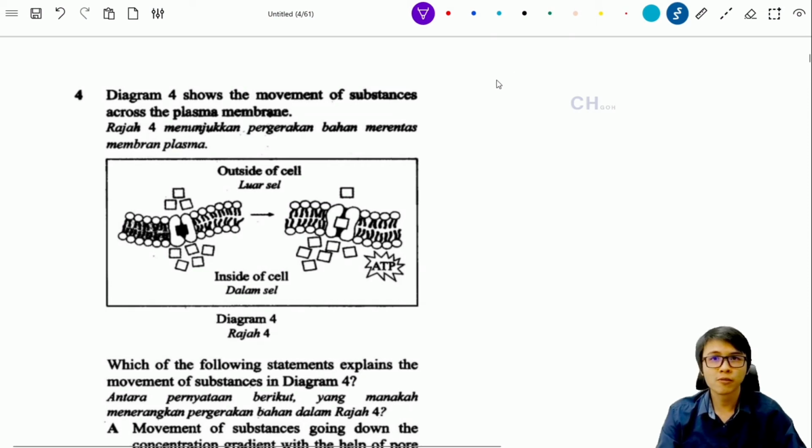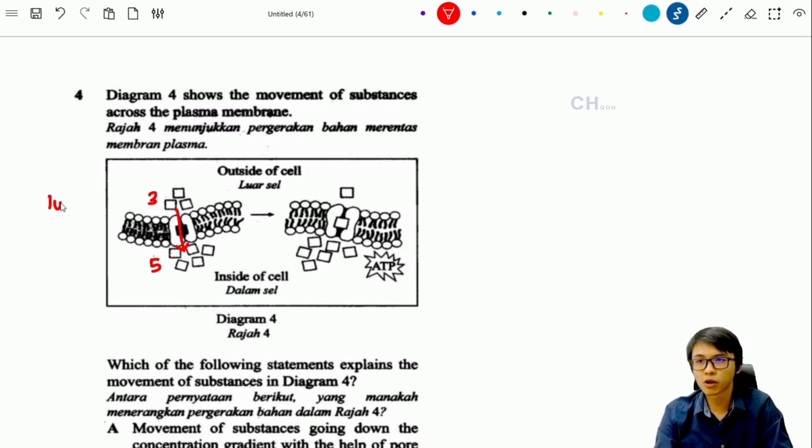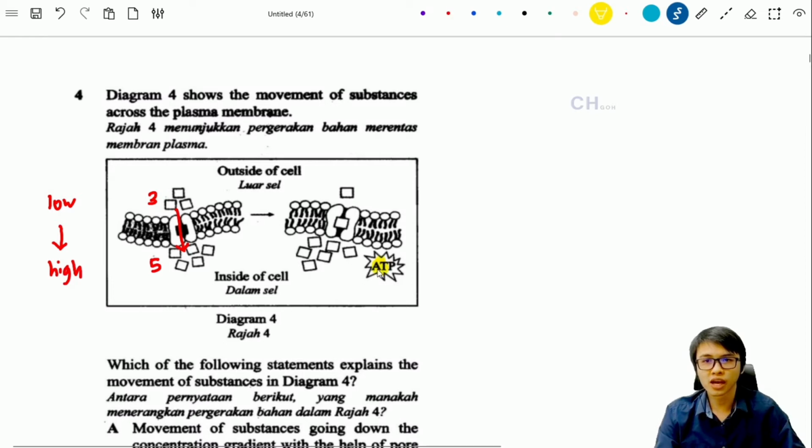Diagram 4 shows the movement of the substances across the plasma membrane. So what you can see here is there are some substances outside the cell trying to move across the plasma membrane to the inside of the cell. Check out the molecules outside the cell. We have 3 of them here. And inside the cell, we have 5 of them here. In this case, this substance is moving from the low concentration area to the high concentration area with the help of ATP. So from here, I'm sure this transport is known as active transport.